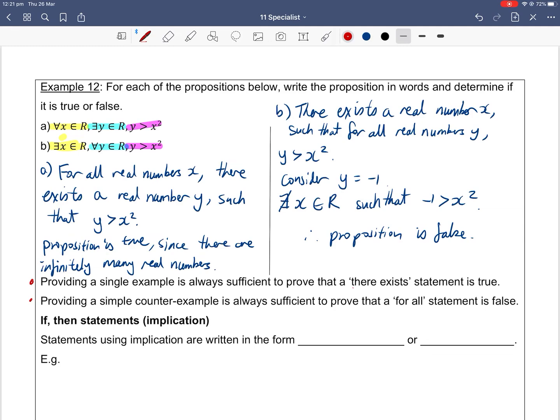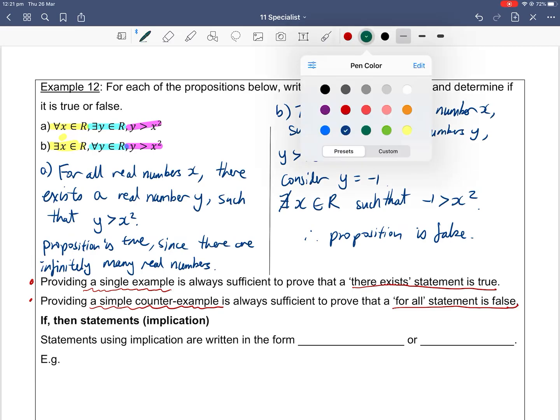And the last thing to finish off is, down here, 2 notes. If you want to show that a there exists statement is true, all you need is one example to make it work. On the other hand, if you're wanting to show that a for all statement is false, then you just need to give me a counterexample. We will talk a bit more about proving by counterexamples later on in the term when we come back. And I think we'll call it a day there.